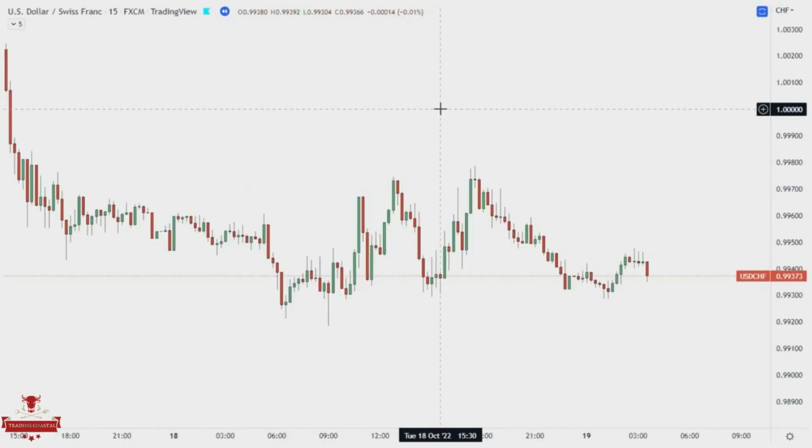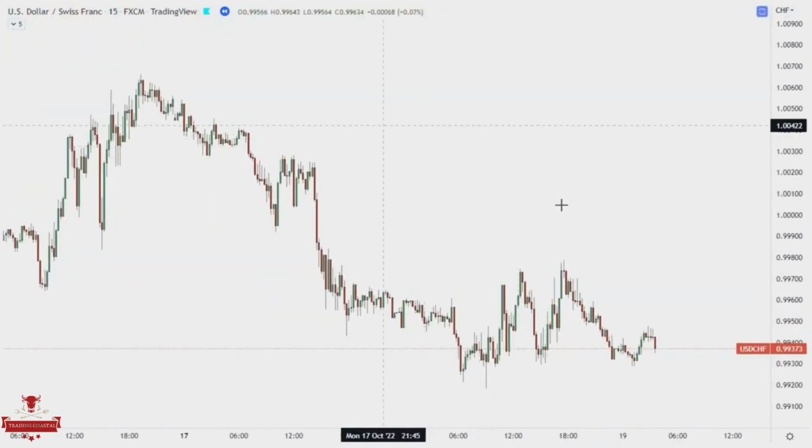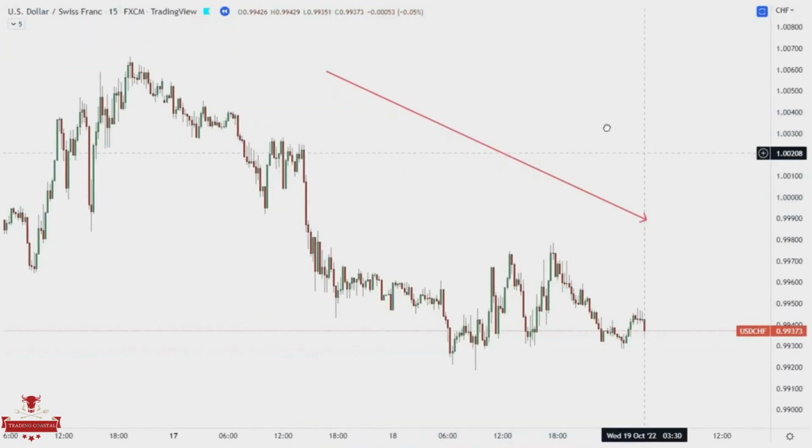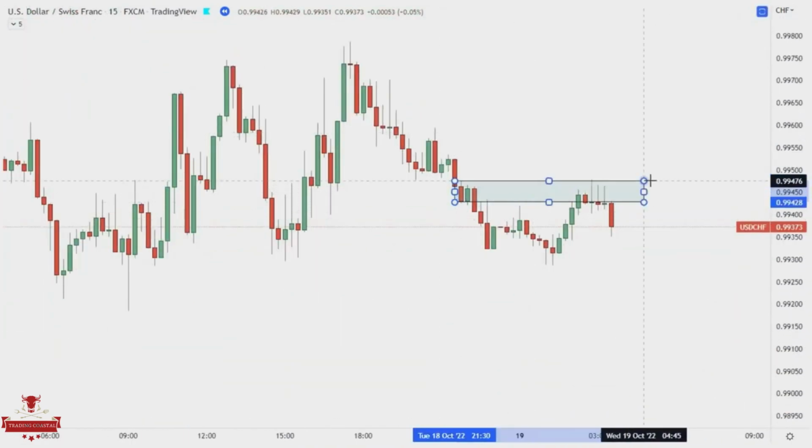The last setup failed, was a losing trade. Let's examine to find out our mistake, and fix it for the future situations. We have here US dollar Swiss franc, 15-minute time frame. We noticed here a downtrend, but as we can see it has slowed down and is more in accumulation phase, moving in a range. We noticed a supply zone and price rejection.